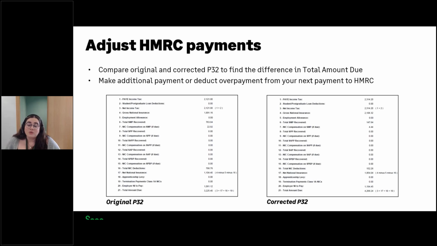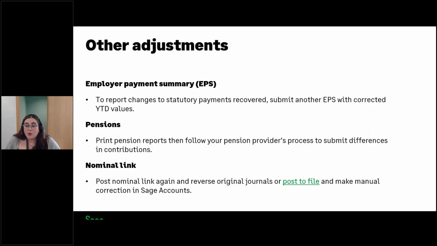Another thing to bear in mind with this as well are the recovery values for things like your statutory payments, so your maternity pay, etc. Of course, you can check that on the P32. And if these have been changed because of the corrections that you've made, you will also need to send a new EPS, so that's an employer payment summary, to report those changes and give HMRC the updated year-to-date values too. That's something else to consider there.